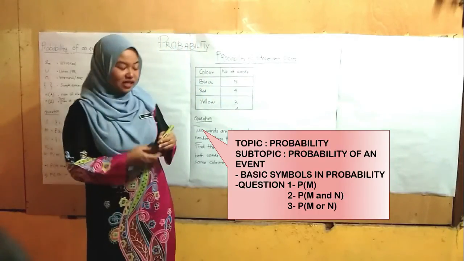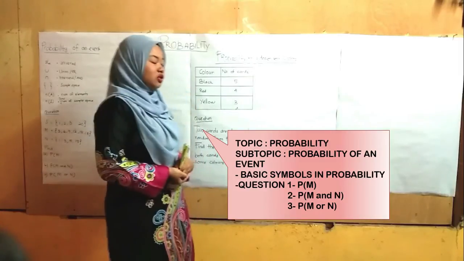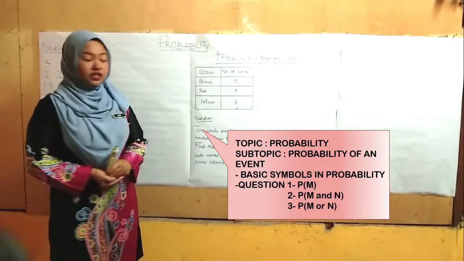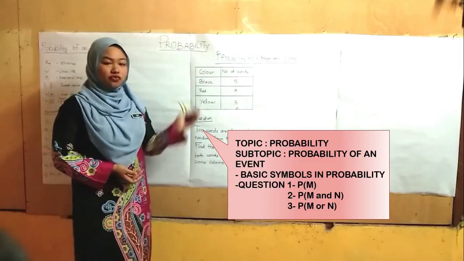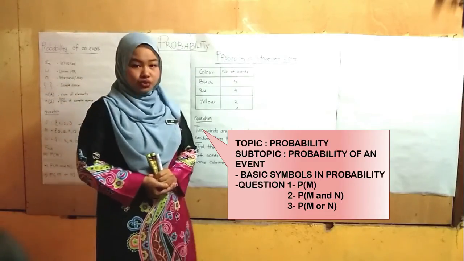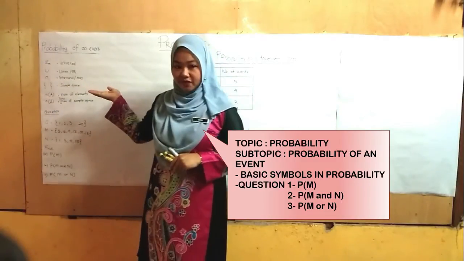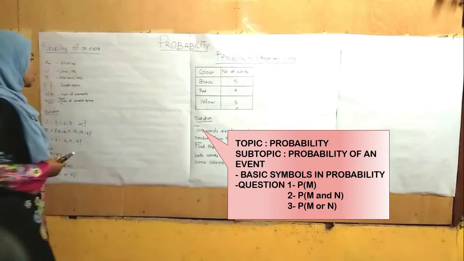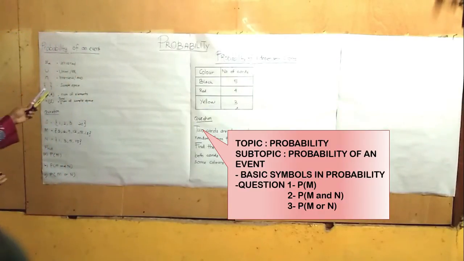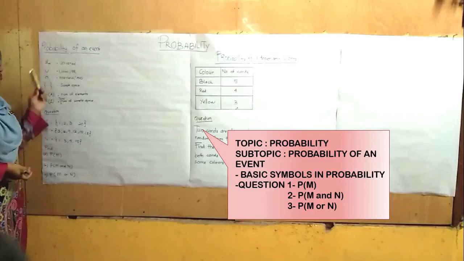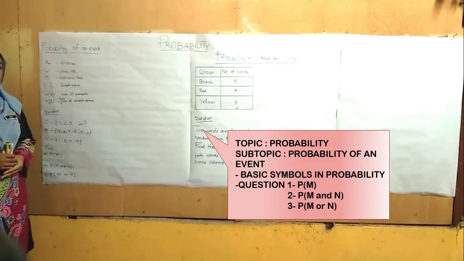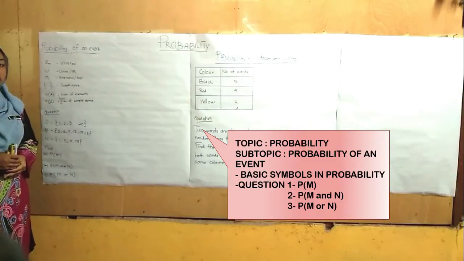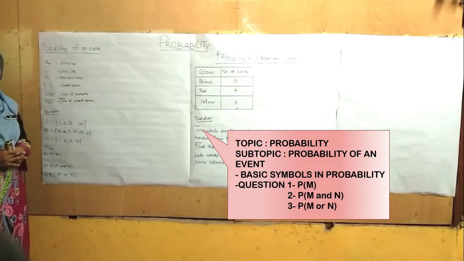Alright. So today we continue to the next chapter, which is probability. For today I want to teach you about probability of an event. We go to the first subtopic. Before we go to the question, we have to know the terms or the symbols in probability.